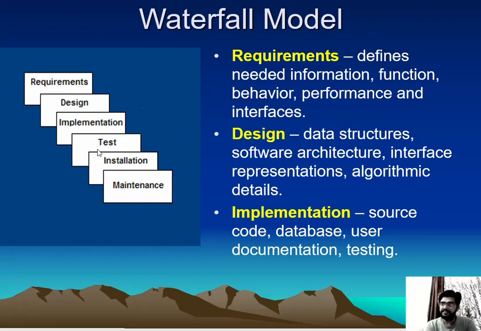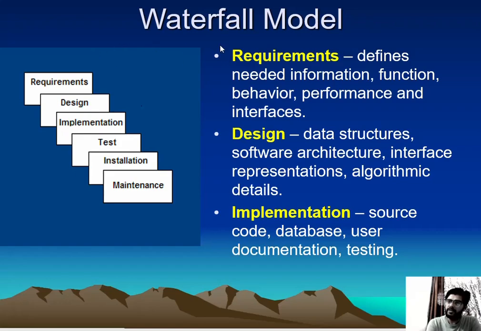Once the testing is done, the software will be installed on a client environment or client machine. Once that is installed, maintenance and production support is provided by the production support team for that software. All these are the six phases involved in the SDLC process, the software development life cycle. In that there are different models like the waterfall model, spiral model, and V-shape model.